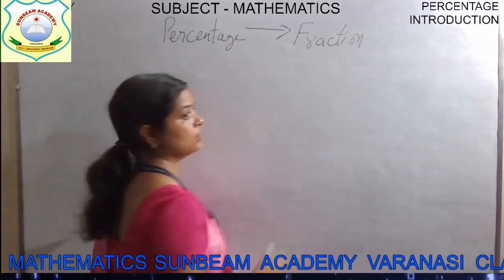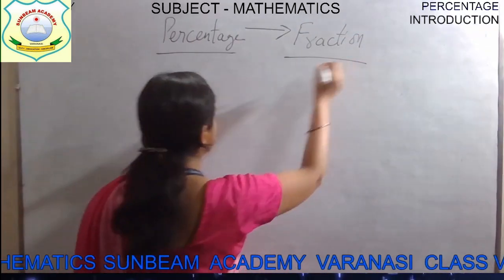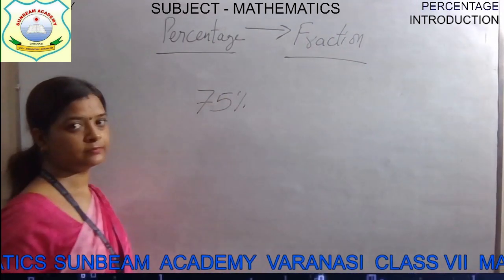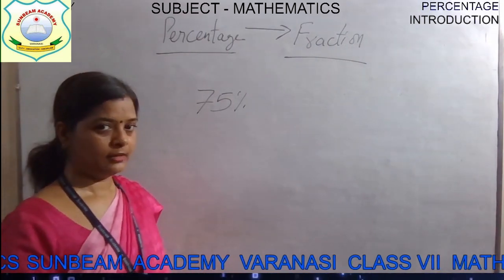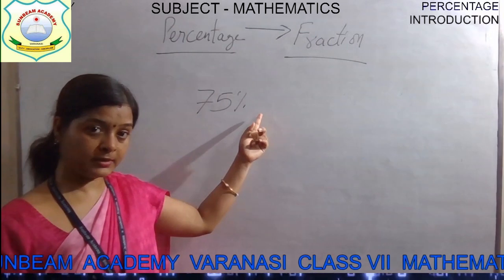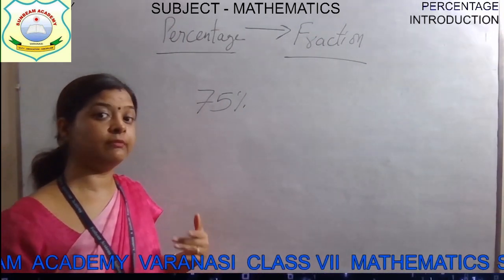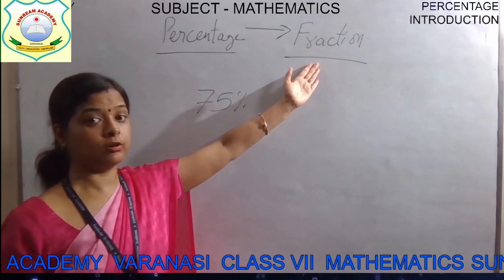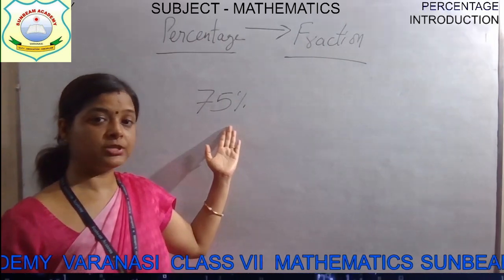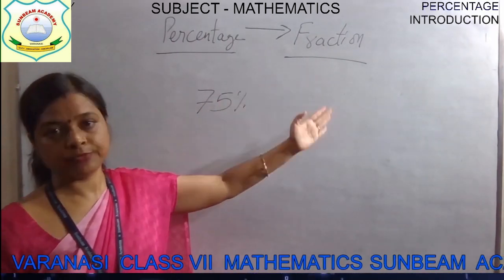We have to convert percentage into fraction now. We will have a percentage value. Let's take this 75%, from the earlier example. From 3 by 4 we had converted it into percentage. It was 75%. Now let's see whether we will get the fraction or not. Which was our fraction? 3 by 4. I have taken the value which is in percentage, and now we will convert the percentage into fraction.